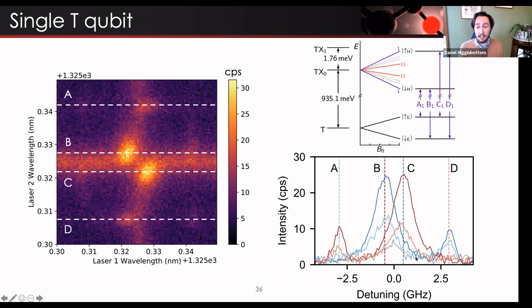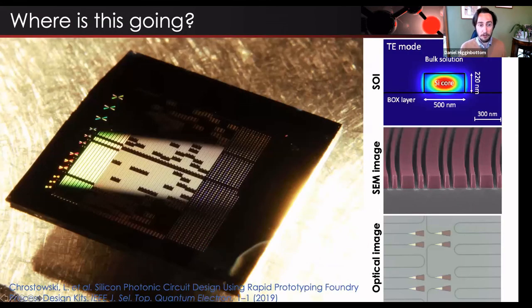What we're basically doing here is initializing and reading out a single electron spin in silicon, which to our knowledge has never been done all optically before this result. We're further able to fit a master equation with a four-level Hamiltonian that matches this data very closely. But where is all of this going?